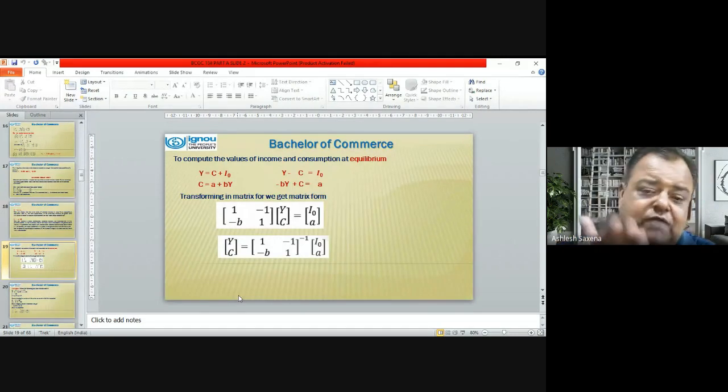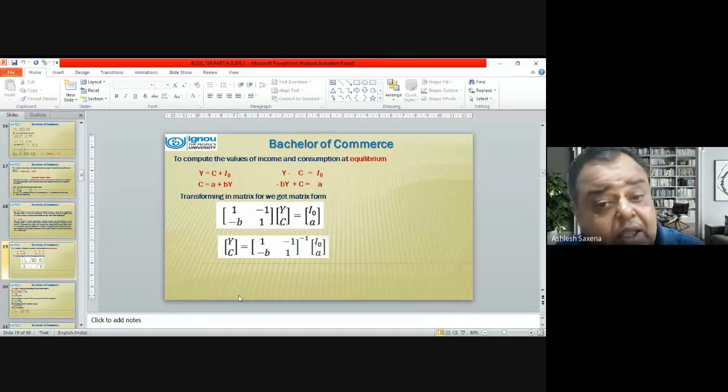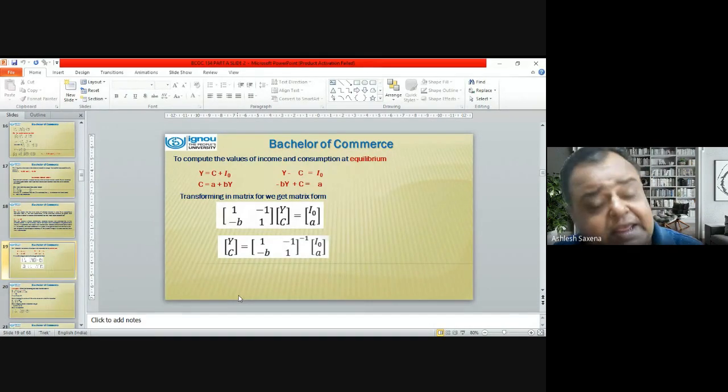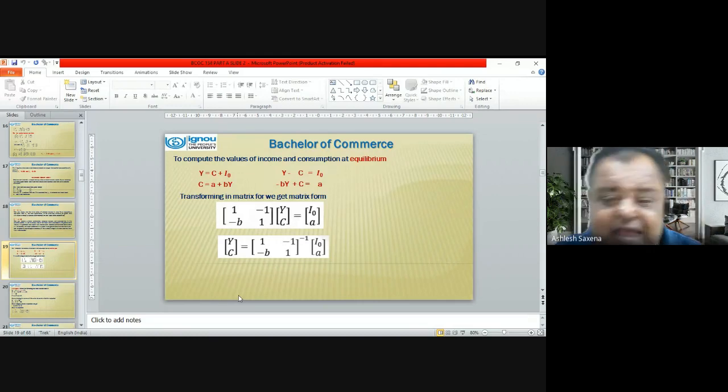So when we are going to transform this into a matrix form, we will be picking up the coefficient of Y. Coefficient of Y is 1, and the coefficient of C is minus 1. And the coefficient of Y in equation number 2 is minus b, and the coefficient of C in equation number 2 is 1. We have two variables, Y and C, and on the right side we have two terms, two equations. That means we will be having two terms, and these two terms will be written in the form of a column. That means I naught, a.